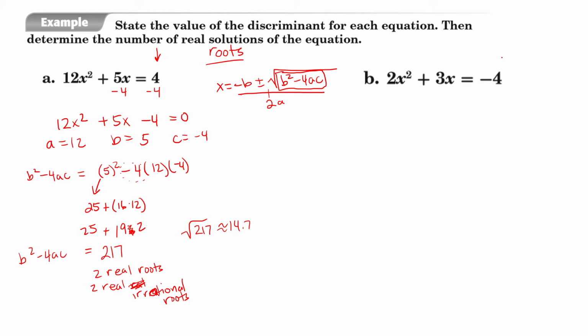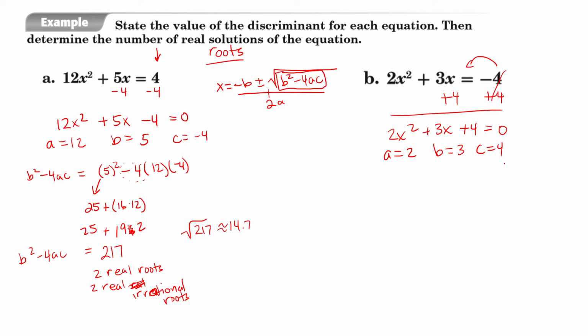Again, we want to move this guy over to the other side of the equals sign. So I'm going to add 4 to get rid of it, and then add 4 on this side, and I'm going to have 2x squared plus 3x plus 4. Don't try to add the 3x and the 4. They're talking about 2 different things. Okay, now I can say a equals 2, b equals 3, and c equals 4.